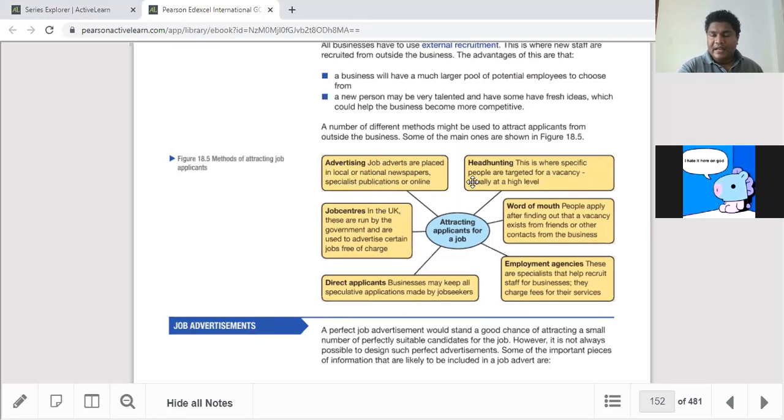The other method is called headhunting. The name is a little bit weird, but headhunting means, in business terms, where specific people are targeted for a vacancy, usually at a high level. Headhunting is usually used to bring top-level expert people to an organization. It's not an illegal method, but a method that corporates normally practice by giving them some good offers.